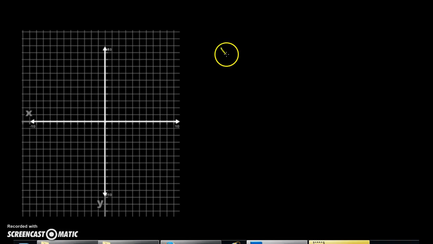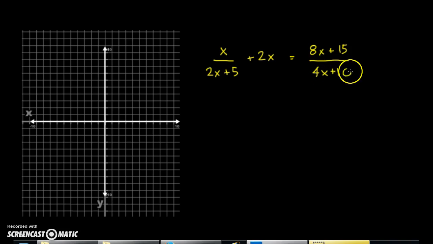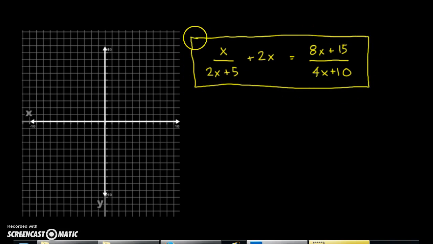So here it is. What is the solution to x over 2x plus 5 plus 2x equals 8x plus 15 all over 4x plus 10? This is my big question, and in my last video I'll be going through it in detail so we can know what to do in this case. But before you check that video, why not try it yourself? It is something that you should be able to do. So if you have trouble, then I'll be seeing you on the next video.